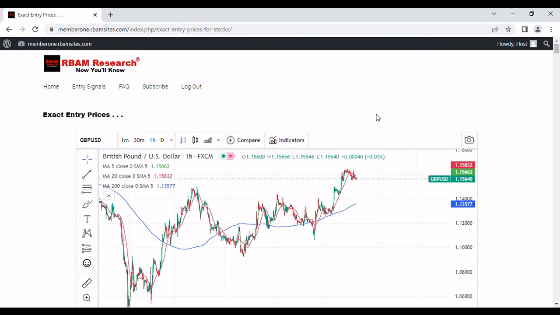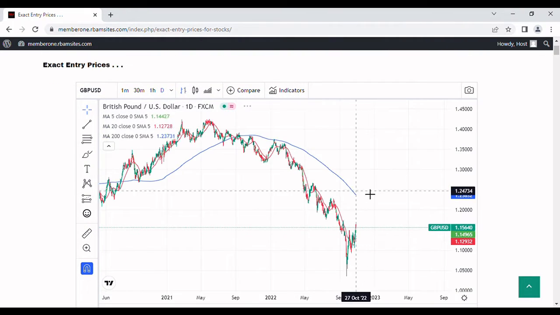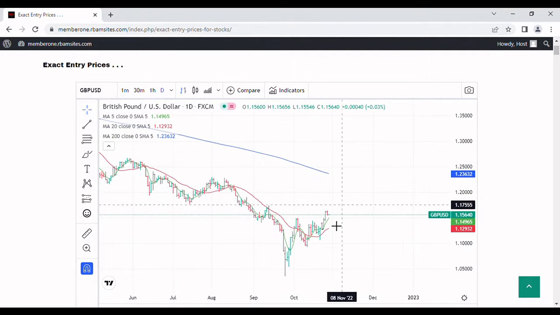We're going to take a quick look at the GBPUSD Technical Analysis, and we've got a British pound versus US dollar chart here in front of you, daily. Let's get it to the daily. This is a daily chart of the British pound versus US dollar. Green 5-day moving average, red 20-day moving average, blue 200-day moving average.